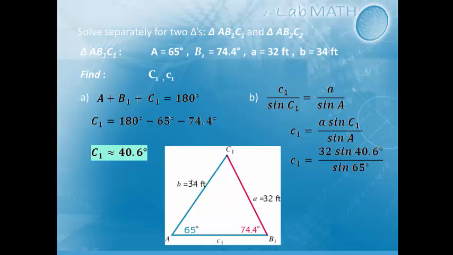From there, if we already know angle C, we can find the opposite side, that is side C sub 1. So again, C sub 1 over sine C sub 1 equals A over sine A. Looking for side C sub 1, substitute the values. You will get side C sub 1, which is approximately 22.98 feet.